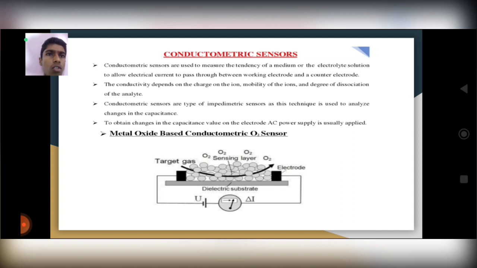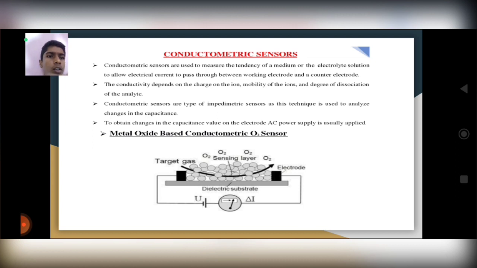A conductometric sensor is used to measure the tendency of a medium or electrolyte solution to allow electric current to pass through between the working electrode and counter electrode. The conductivity depends on the charge on the ions, mobility of the ions, and the degree of dissociation of the analyte. Conductometric sensors are a type of impedimetric sensor, as this technique is used to analyze changes in capacity. To obtain changes in the capacity value of the electrode, an AC power supply is usually applied.